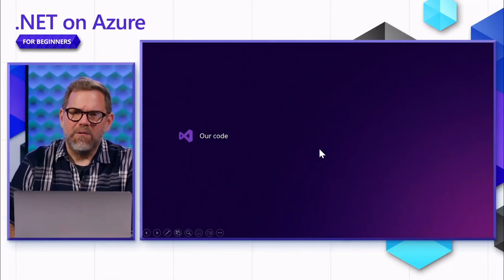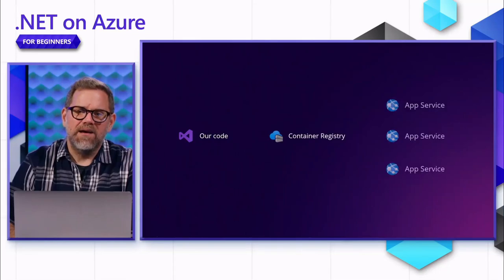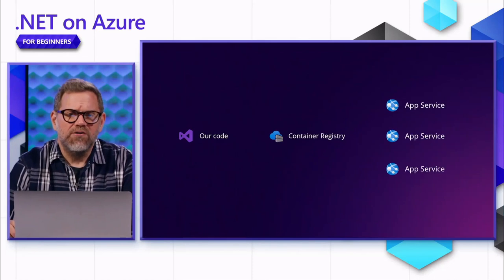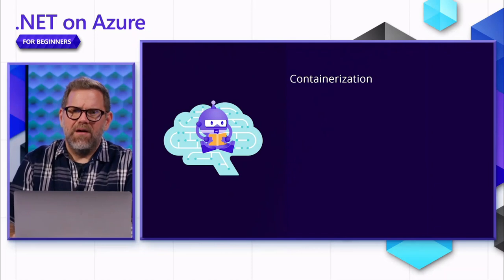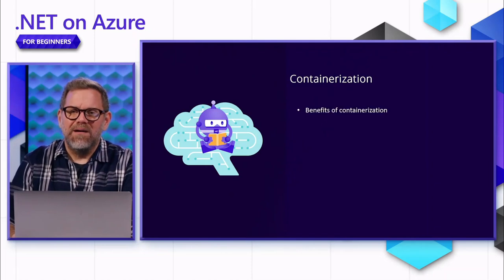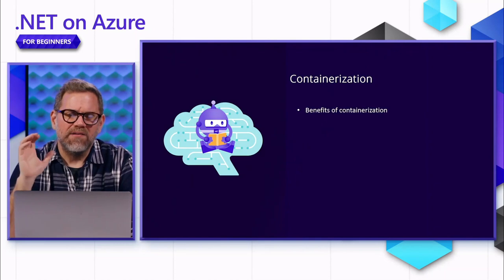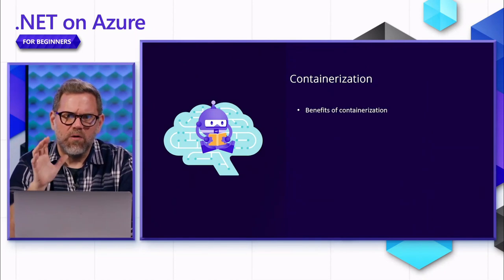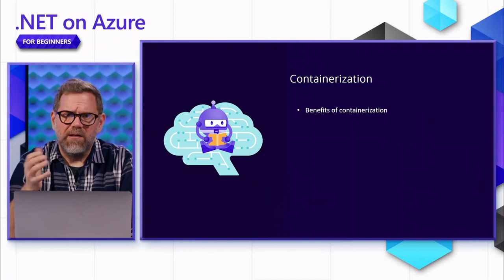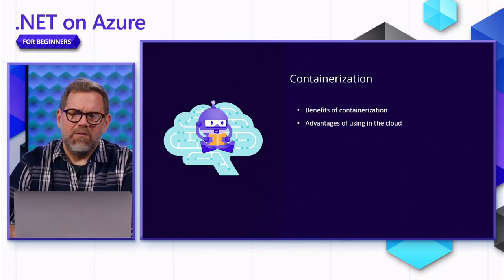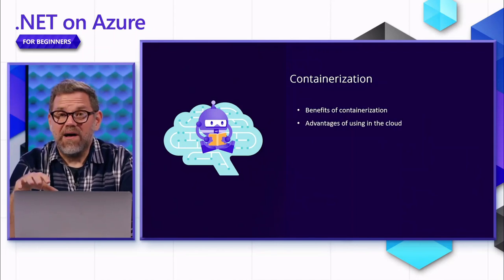All right, this is what we did. We took our code, put it in a container registry, and then we pushed it over into App Service. And we could do it with more than one App Service just fine. Containerization then. We covered what the benefits of containerization were, and we actually saw that in the demo a bit, and how we can port between environments. Everything is isolated from the operating system. It's really a great way to develop applications. And we saw some of the advantages of using it in the cloud as well.